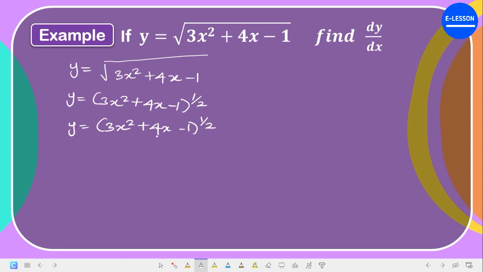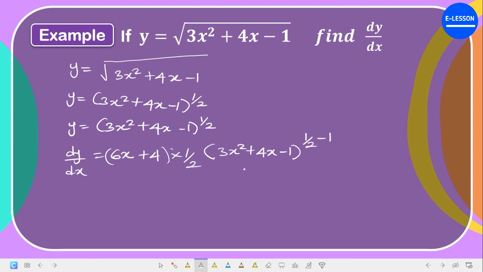You use this: differentiate what is in the bracket according to the chain rule. Differentiate what is in the bracket, so this will give us 6x plus 4. Now multiply it by half, because the power here is half. Write everything in the bracket again, which is 3x squared plus 4x minus 1, and then subtract 1 from the power, which is half minus 1.